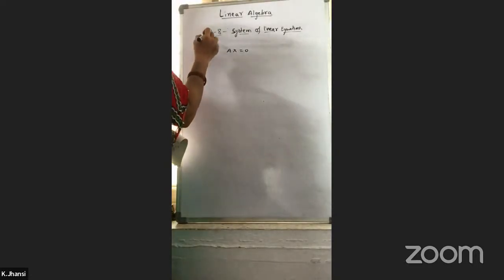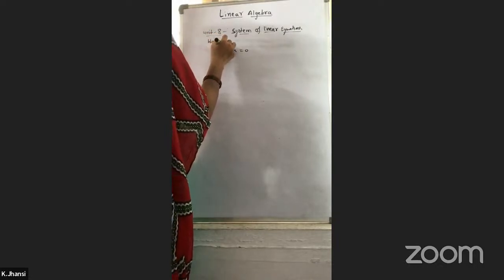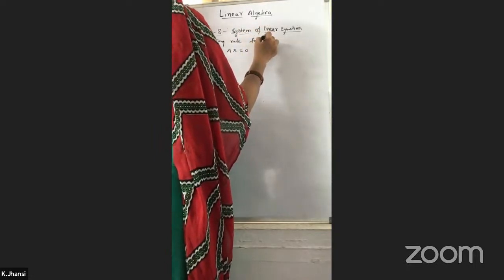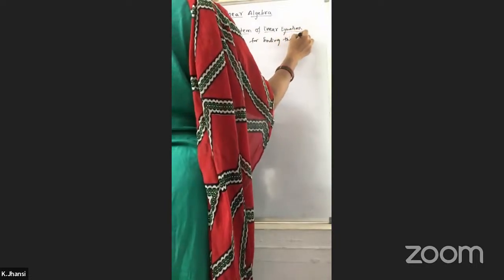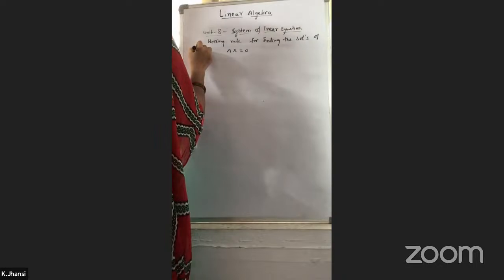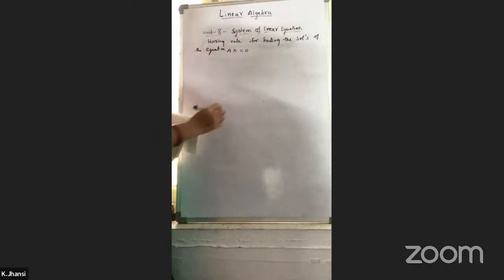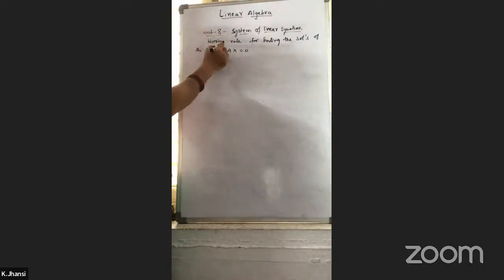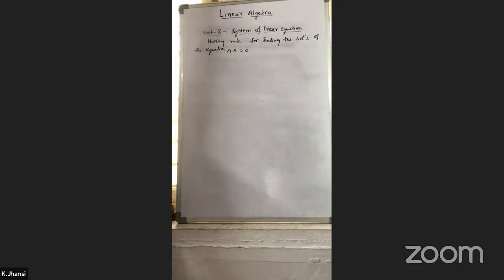So, the working rule for finding the solutions of the equation Ax equals 0. For an equation of this form, first consider the given m equations in n unknowns. Then the coefficient matrix A will be of the form given in the textbook, unit 8, page number 88. I am not writing the whole thing. Just the three cases are enough for finding the solutions.